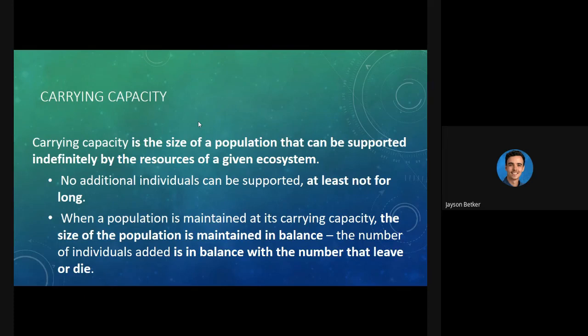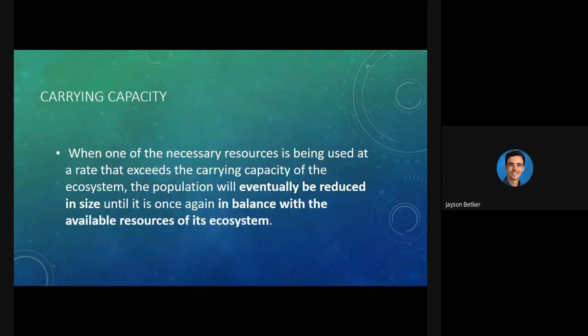And when a population is maintained at its carrying capacity, the size of the population will generally be maintained in balance. So the number of individuals added will be in balance with the number of individuals that leave or that die. When one of the necessary resources is being used at a rate that exceeds the carrying capacity of the ecosystem, the population will eventually just be reduced in size until it's once again in balance with the available resources of its ecosystem.